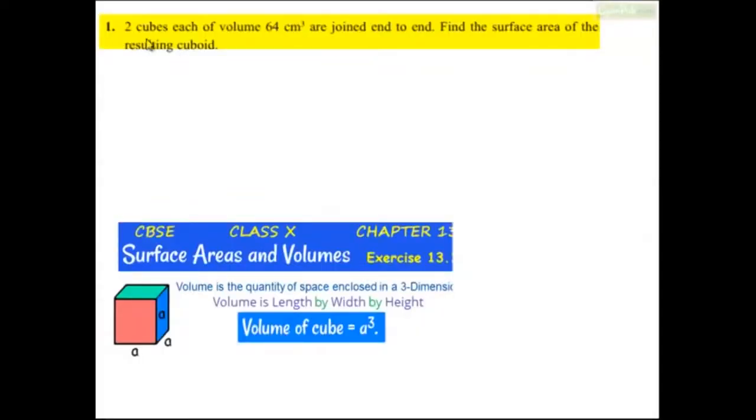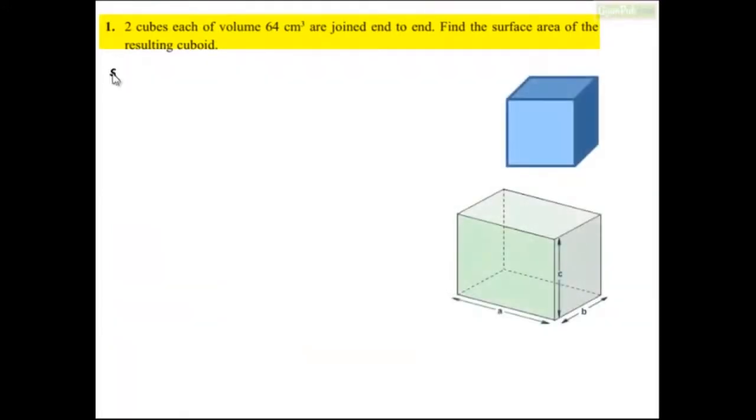Coming to the first question. Two cubes, each of volume 64 cm cube, are joined end to end. Find the surface area of the resulting cuboid. Now moving on to the solution.